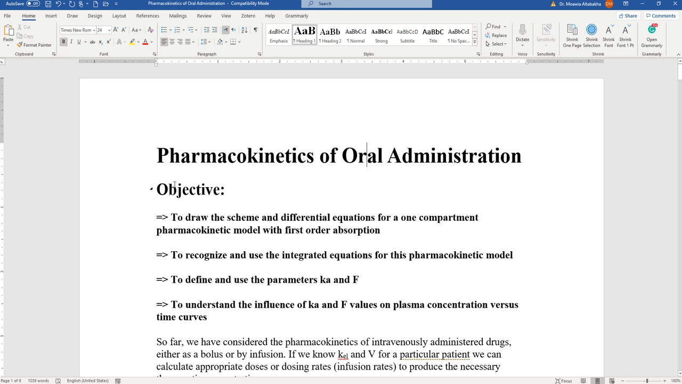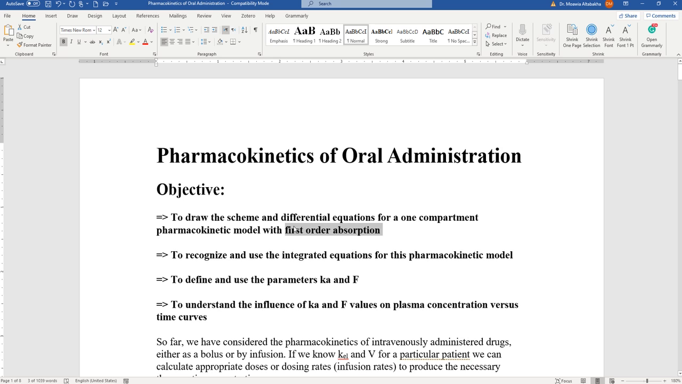Before we start, I will introduce you to the learning objectives, what you are supposed to be able to do. And this is very important. You're supposed to draw the scheme representing oral administration. And based on that, you need to write the differential equation for one compartment model, with the assumption that we have first order absorption.